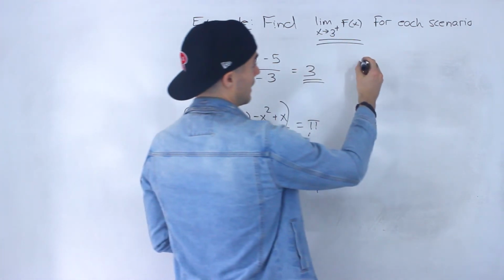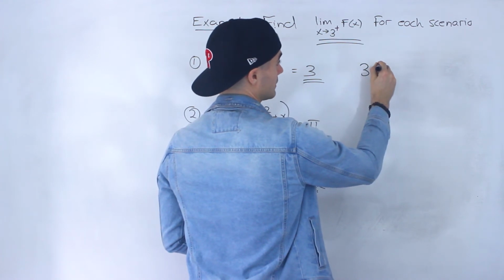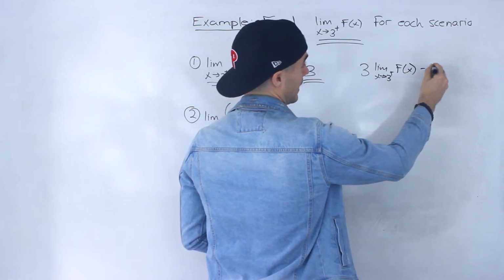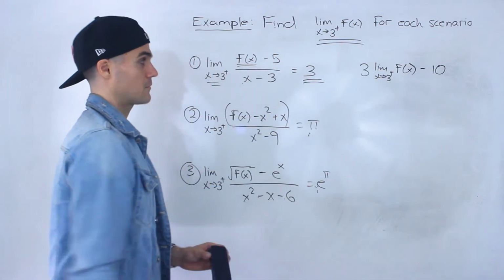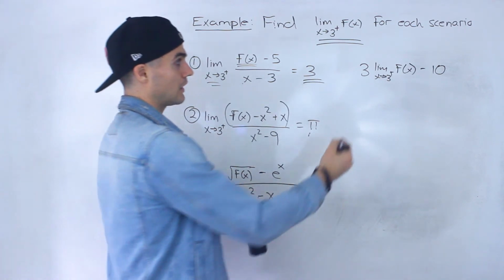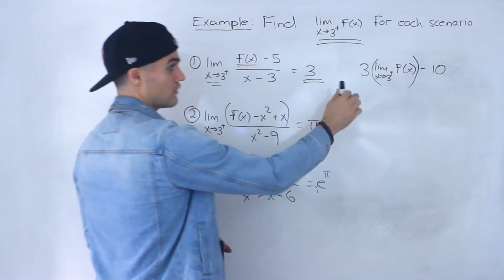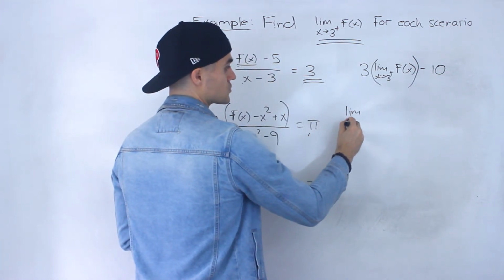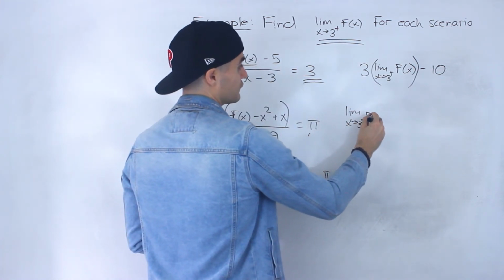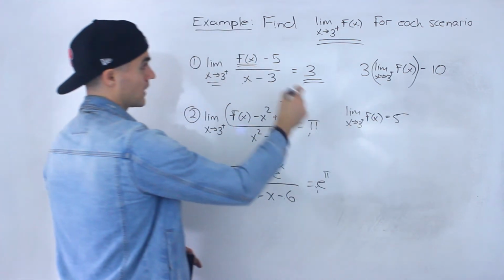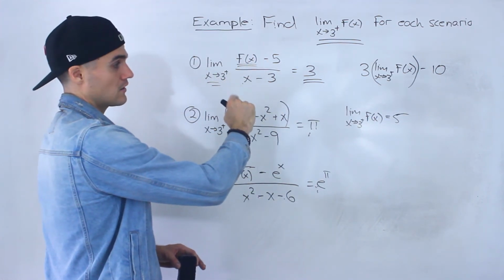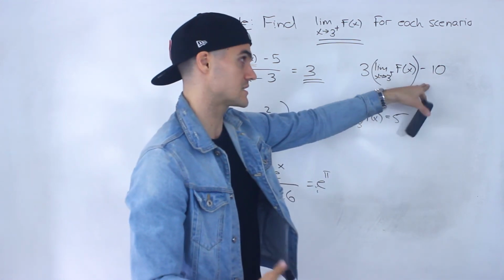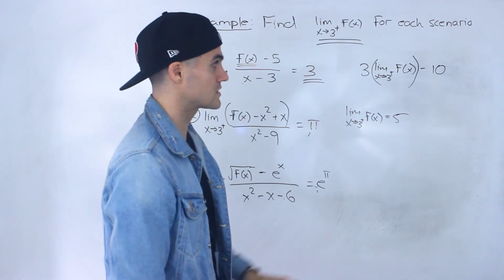They can maybe ask you something even more intense. So they might ask you to find, let's say, 3 times the limit as x approaches 3 from the positive side of f of x minus 10, for example. Right? Same steps would apply. You would have to find this expression. So we know for number 1, the limit as x approaches 3 from the positive side of f of x was 5. Right, it has to equal 5. That's what we got for the first scenario. And then you would just plug in 5 here. So you'd have 3 times 5, which is 15, minus 10, which ends up being 5 as well.